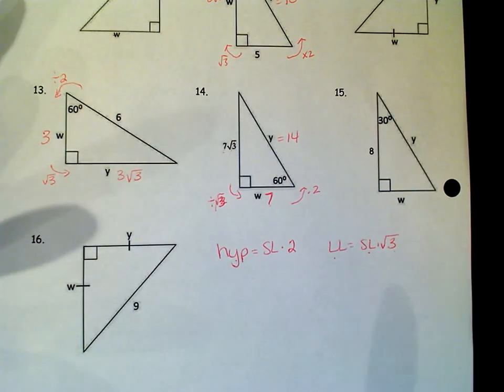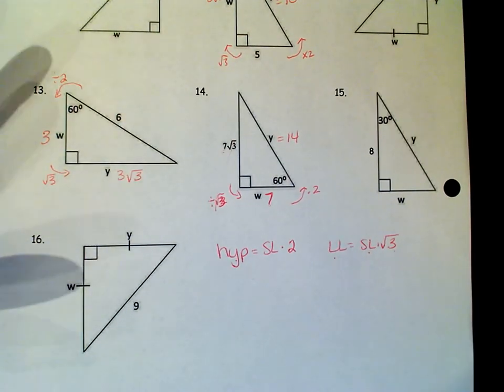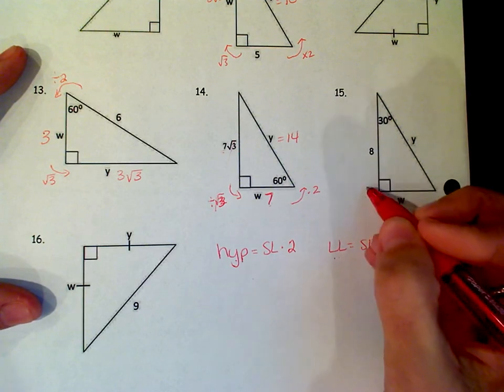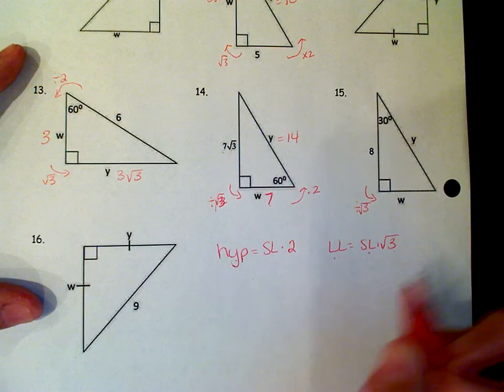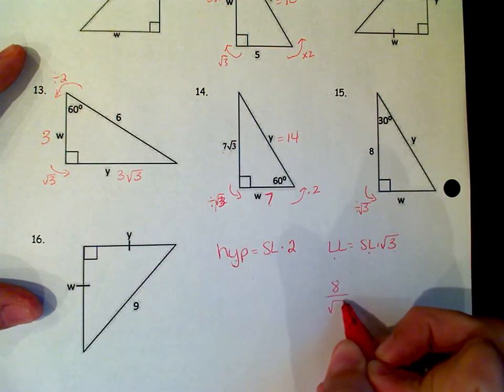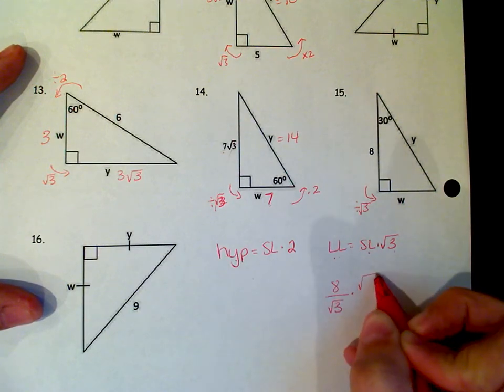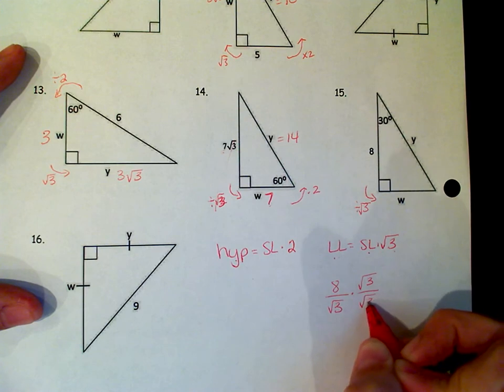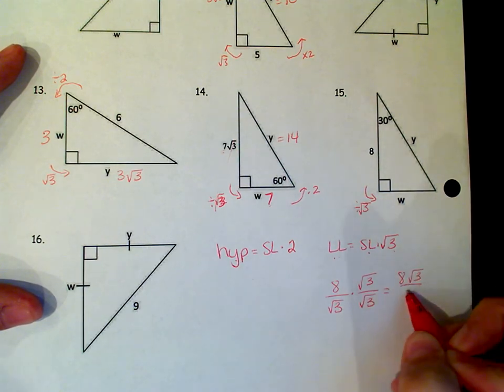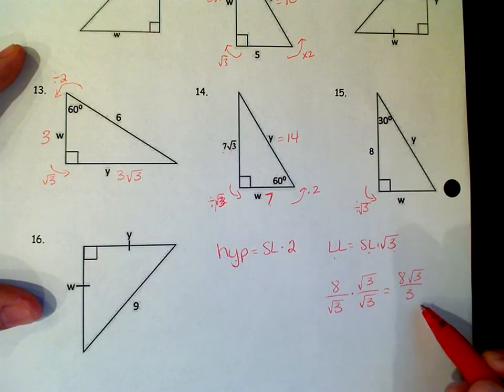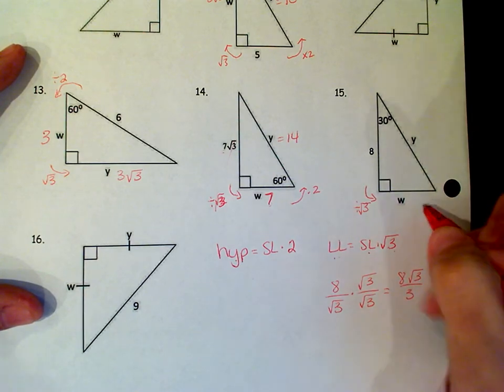Now 15 is the same process, it's just you're going to have to rationalize. So to go backwards, you're going to divide by the square root of 3. So 8 divided by the square root of 3, and then you multiply the numerator and denominator by the square root of 3. So we end up with 8 square roots of 3 over 3. Since this does not simplify, that is your short leg.